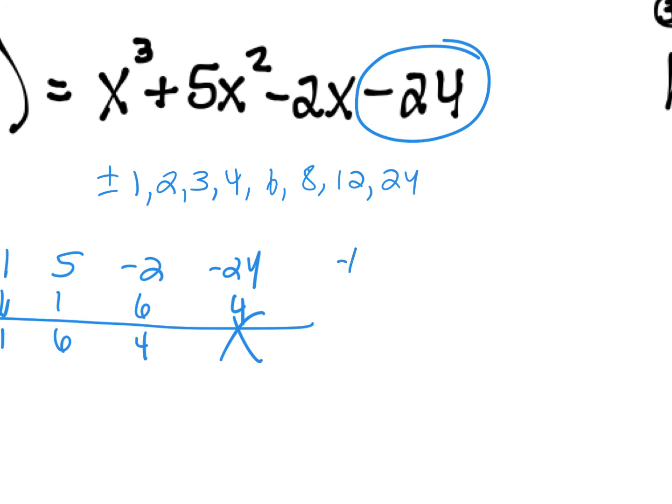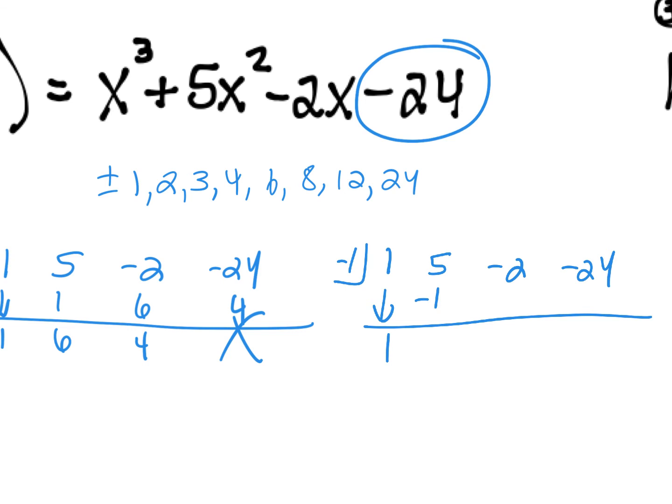Try -1. 1, 5, -2, -24. Bring down the 1. 1 times -1 is -1. 5 and -1 is 4. 4 and -1 is -4. -2 and -4 is -6. Is this going to give me 0? So then go to what?